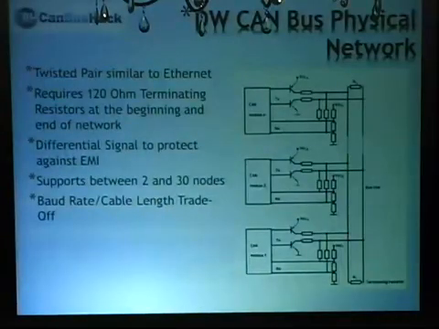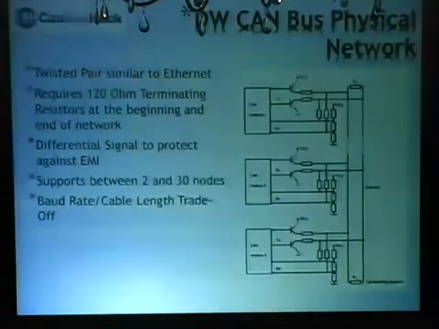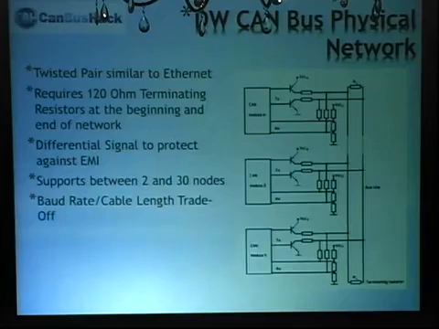So a little bit about the physical layer itself, because we're all a bunch of geeks, so we love physical layer. It's twisted pair similar to Ethernet. If you're going to go home and make your own CAN bus network, because I'm sure everybody's going to do that after this, the most important thing you can do is put a 120 ohm resistor between CAN high and low on either end of your CAN bus.